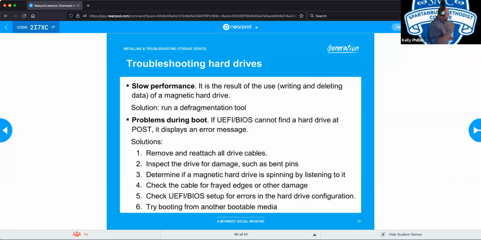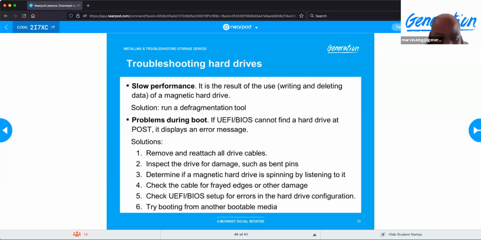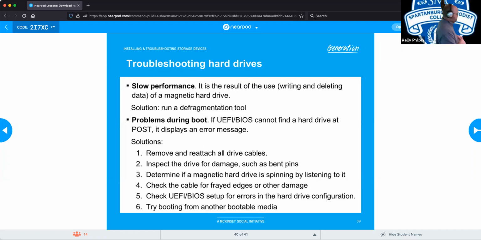This is for mechanical drives only. When that is the case, you need to run a defragmentation tool on the drive, which puts all like data together so that the drive can locate it very quickly. Unfortunately, you need, I think it's roughly 20%, Marvin, of open data space available to be able to read and write to the hard drive for the defragmentation tool. This will more often than not increase performance.